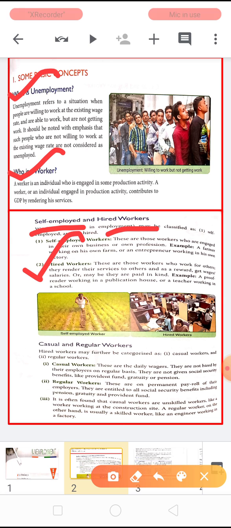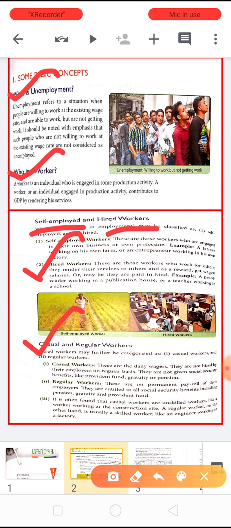Now, the next classification is casual workers and regular workers. Casual, as the word suggests, means not regular. It is occasional or for some period of time. So casual workers are the daily wage workers. They are not hired by their employers on a regular basis.